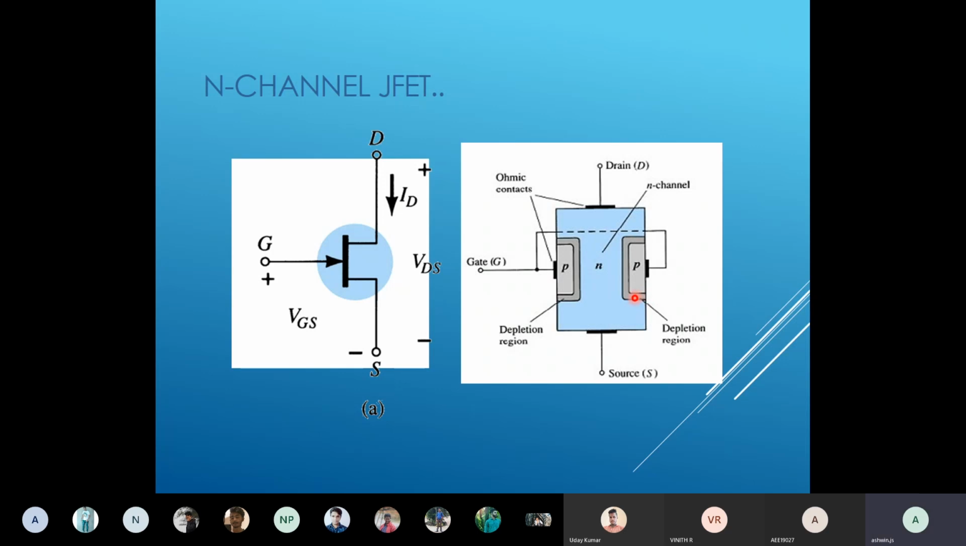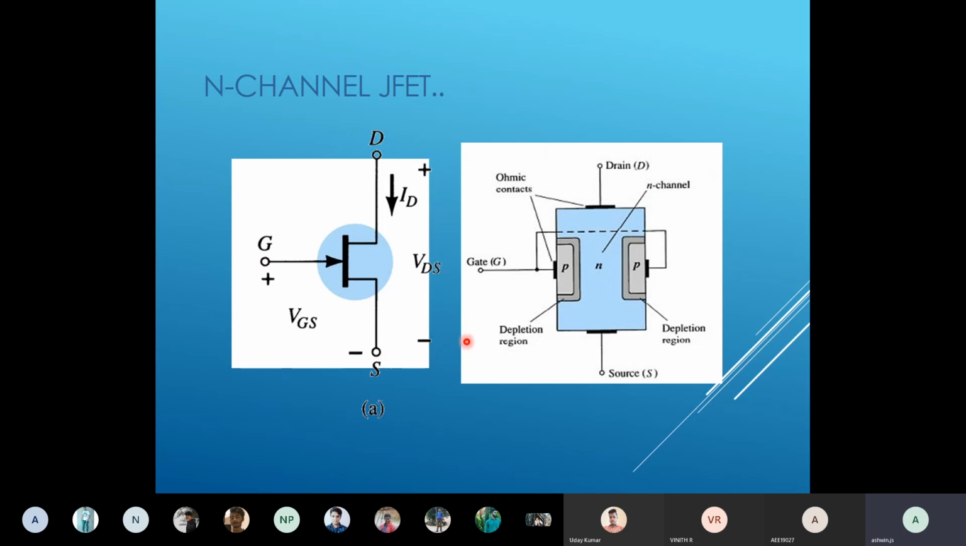Okay, so usually here the N channel represents the major structure, which is made of N type. If the major structure is made of P type, and on either side it is N type, that is your P channel. Okay, so here it is an N channel, and in an N channel JFET, the current flow will be from drain to source. Here I am representing it using the arrow mark. The current will come from the drain towards the source, and it will be controlled by your gate.